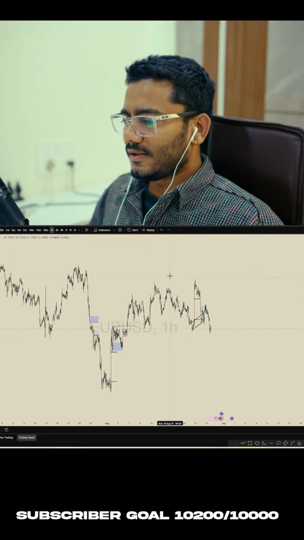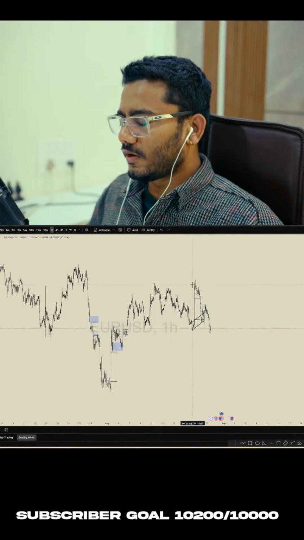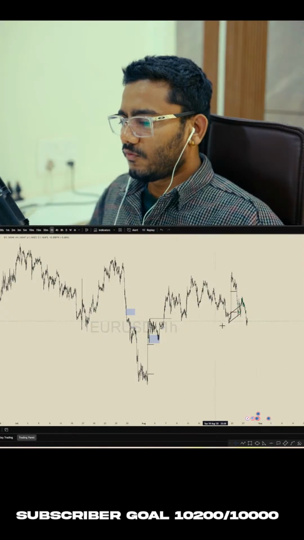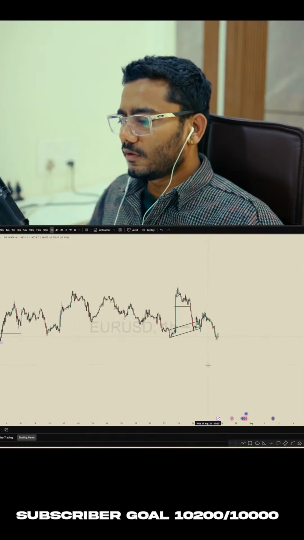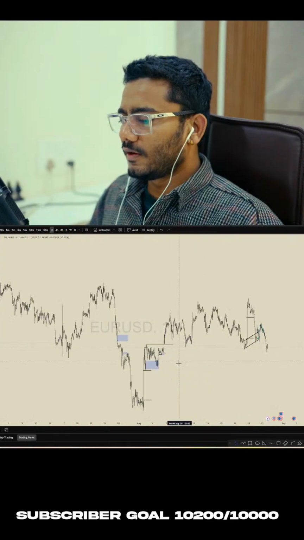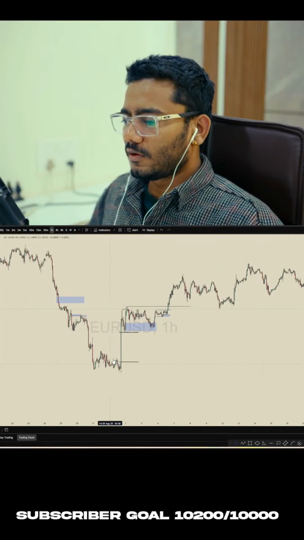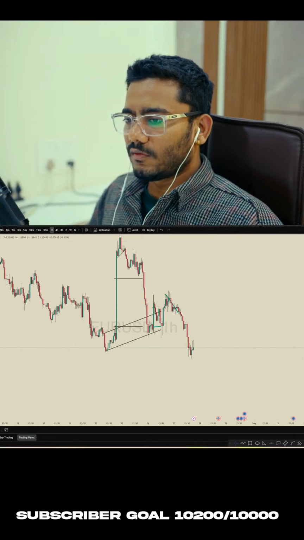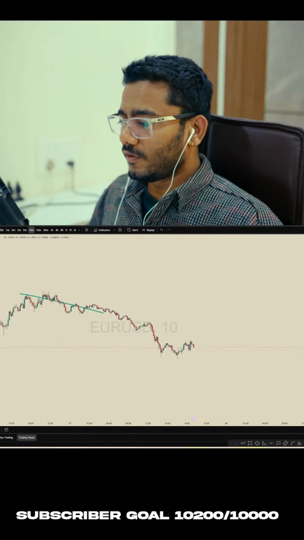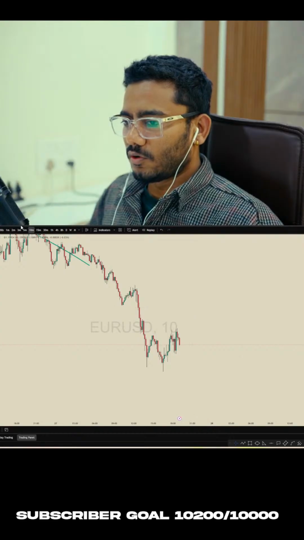So that's the reason that we don't want price to fulfill our imbalances. If price fulfills the imbalance, then probably it creates more liquidity. Here we can see this imbalance got fulfilled. It's creating internal liquidity, and here we have this imbalance which is not fulfilled, so it's continuing to the upside. So right now, that type of setup we want to look for.